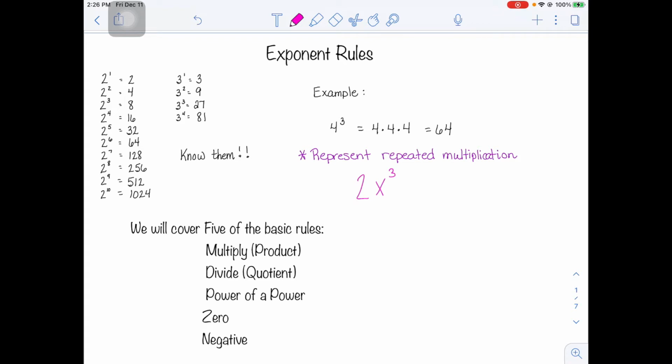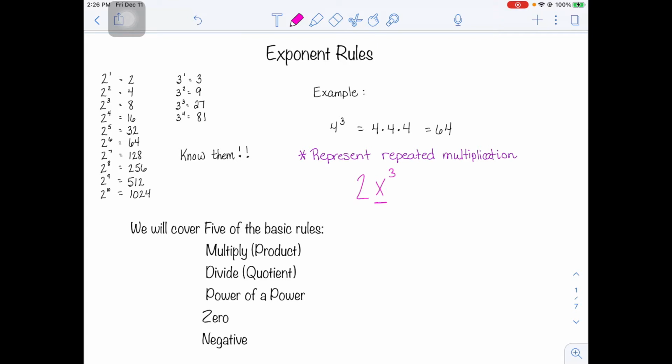This is a monomial. It's one term that's got numbers and variables shown together. We'll talk more about that later. But the only base here that's being raised is actually the x. So remember that exponents are just a way to represent repeated multiplication.